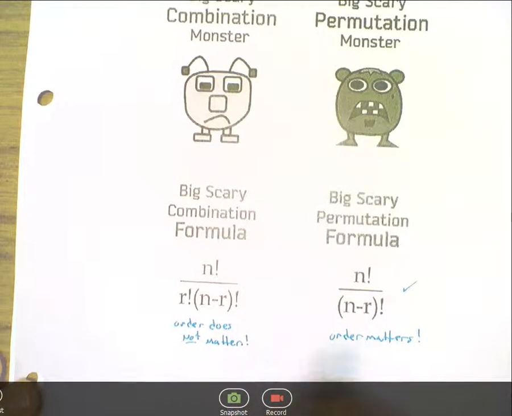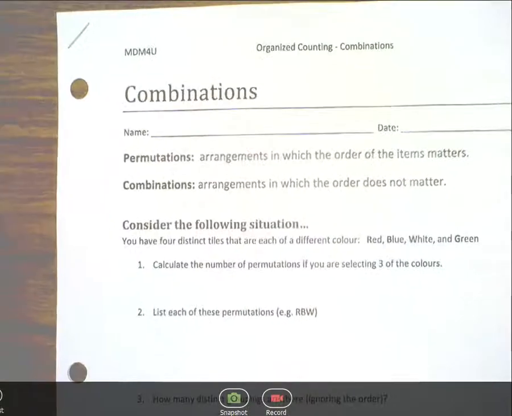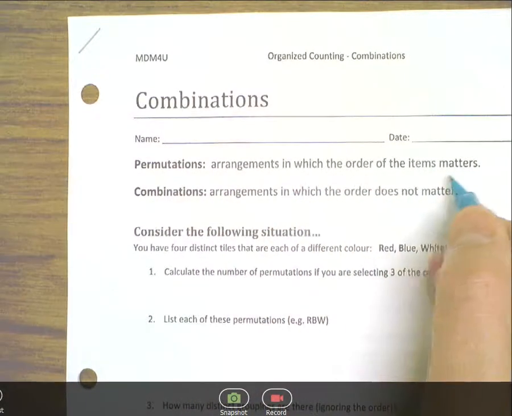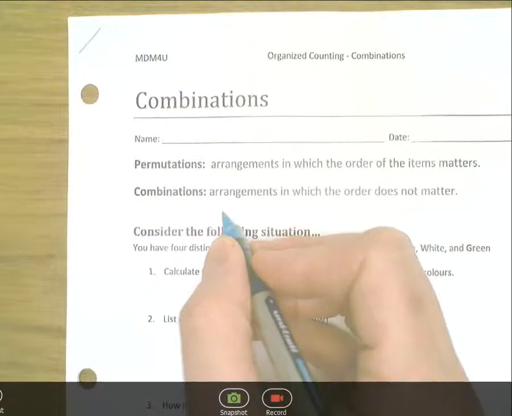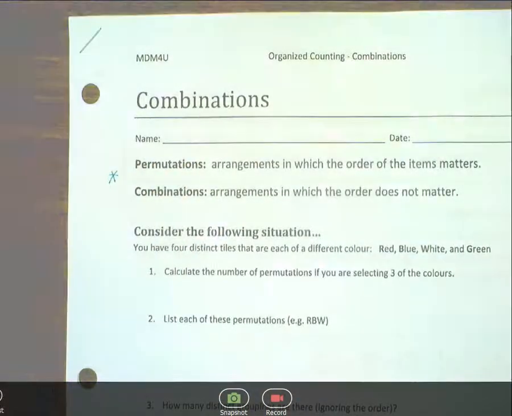Okay, so the difference between the two of them, and then we'll wrap up the organized counting techniques. So how does this work? Well, first of all, you might want to highlight this bit up here. Permutations are arrangements of objects in which the order of the items matters. Combinations are the arrangements in which the order does not matter. So that's a key point.